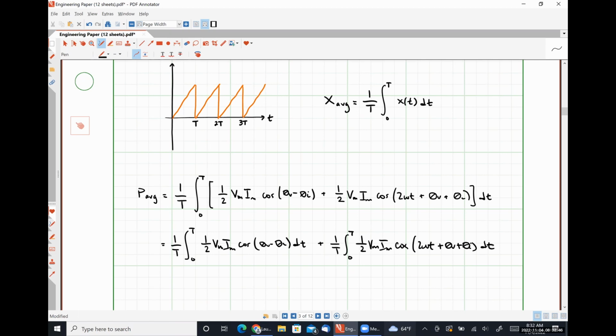Anybody have any problems with me splitting that integral up into two parts? All right. So we're going to look at the right-hand side first. Sorry, I'm boring you guys already. I promise we're almost finished, okay? So what does this right-hand integral represent? It is the integral of a sinusoidal function over exactly one period.